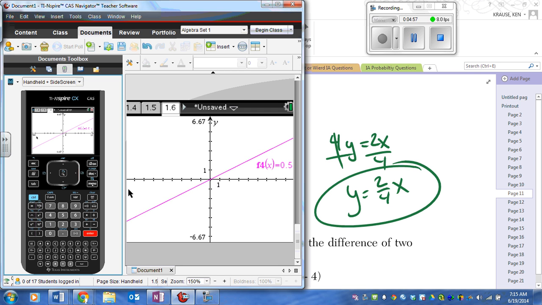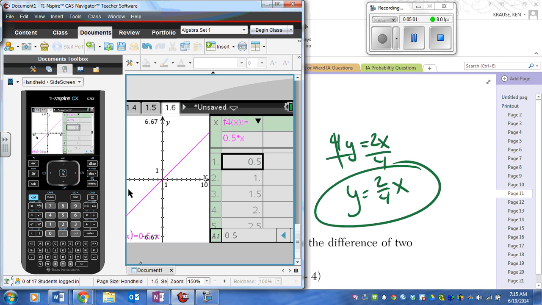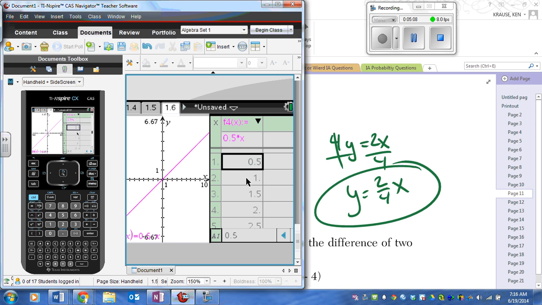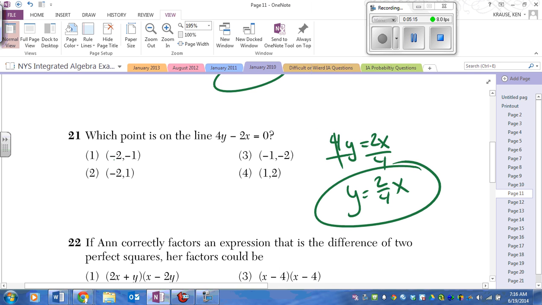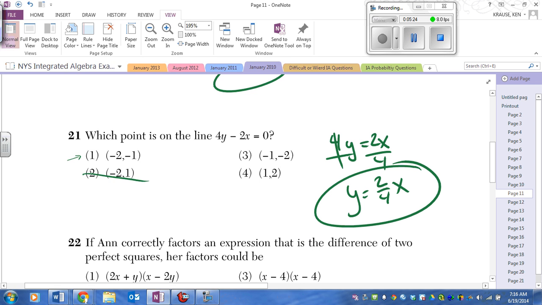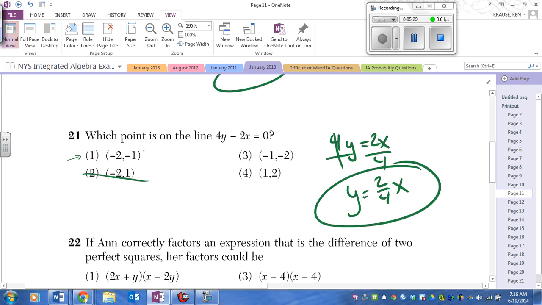I'll go to my table, menu, table. And let's see, 1/2 is in there. How about -2, -1? Looks like -2, -1 is in there. Well, that looks like a possibility. How about -2, 1? Well, -2, 1 is not in there. How about -1, -2? Nope. And 1, 2? So it looks like this is the right answer.